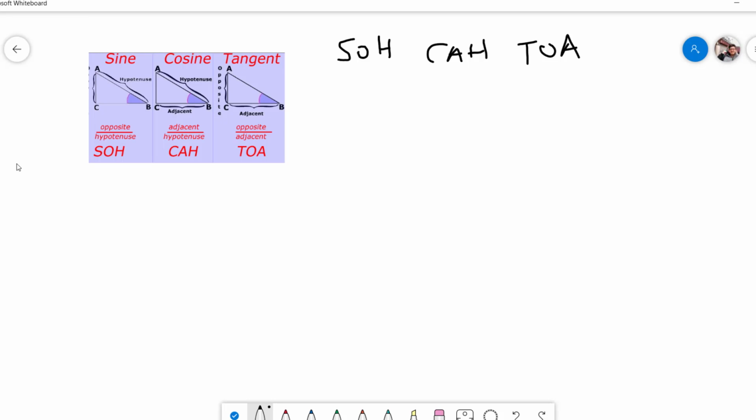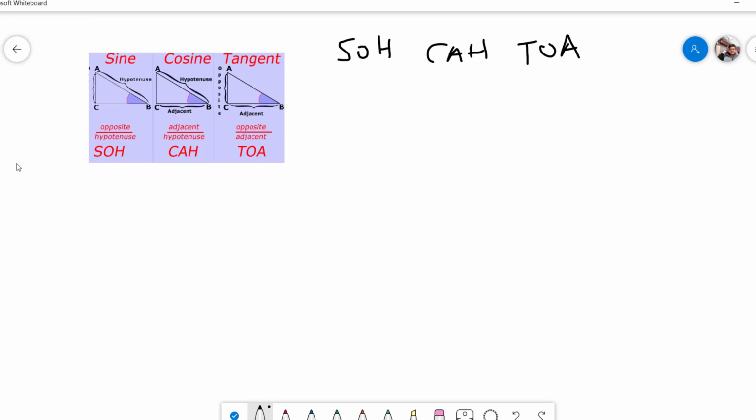The opposite and the hypotenuse are defined, which means the only side that's missing has got to be the adjacent. So the cosine rule is when you're given the adjacent and the hypotenuse. And finally, the tangent rule is when you have the opposite and the adjacent. The sine rule is simply opposite over hypotenuse, cosine rule is adjacent over hypotenuse, and tangent is opposite over adjacent.